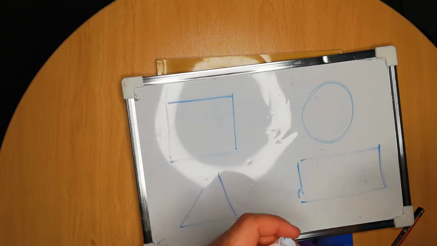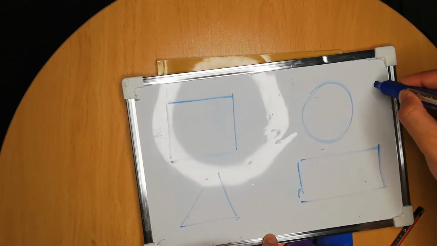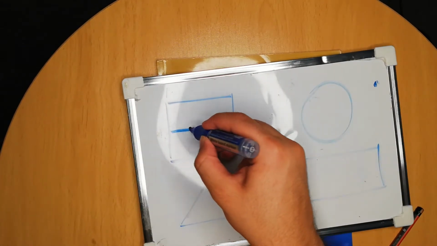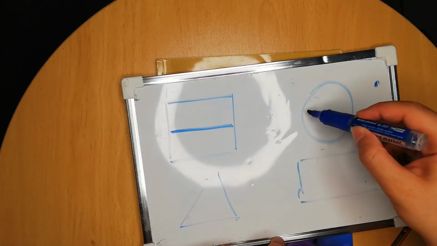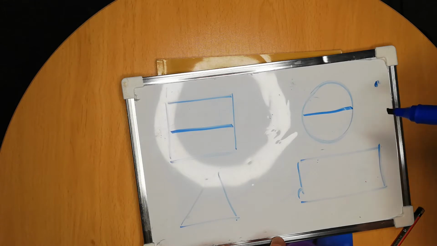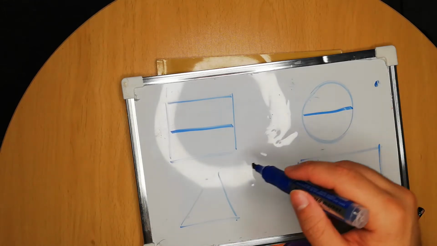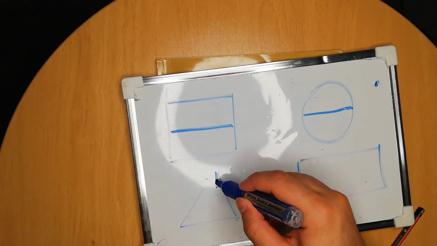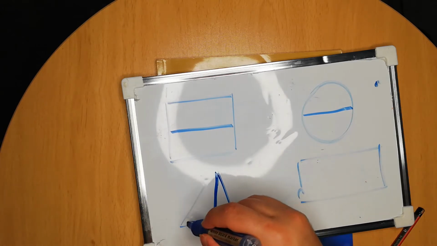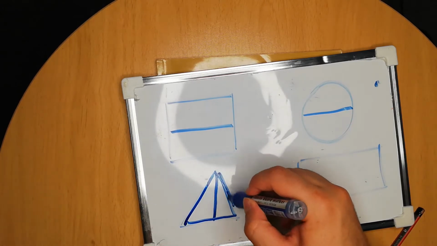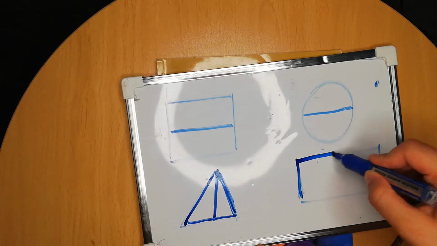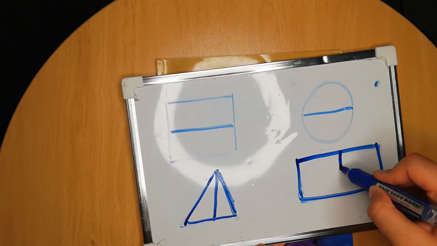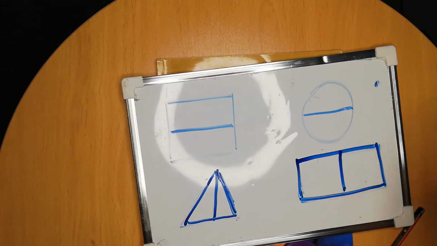Okay, now we took these shapes and we did something with them last time. Here, half, half. So these are halves.